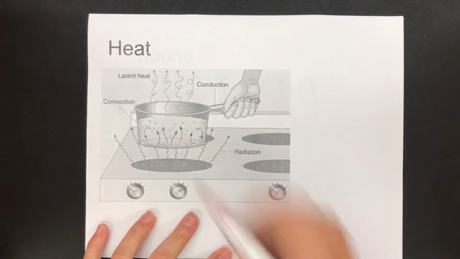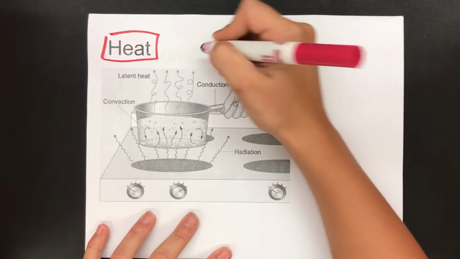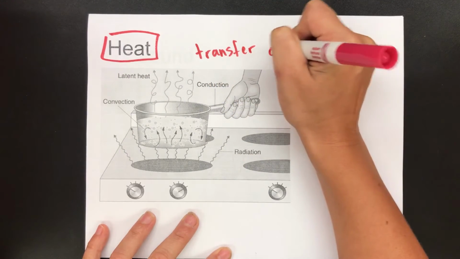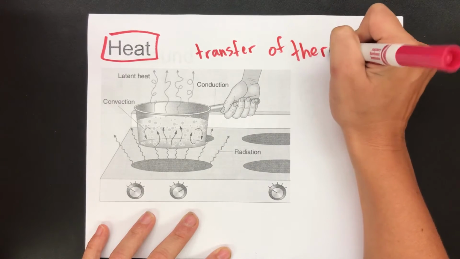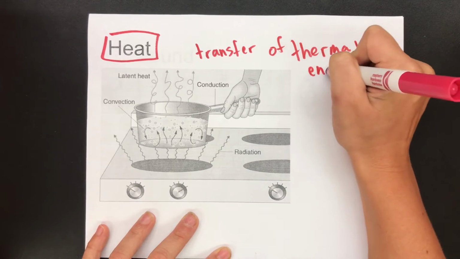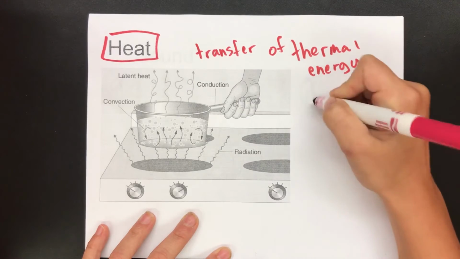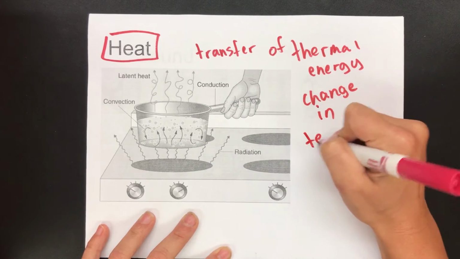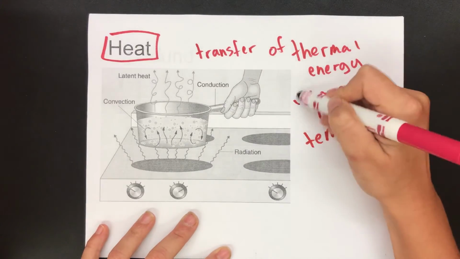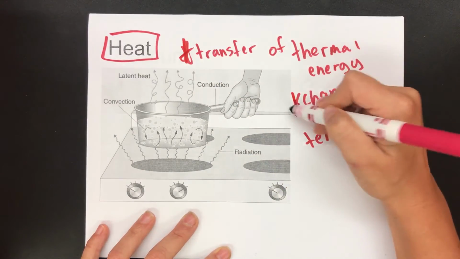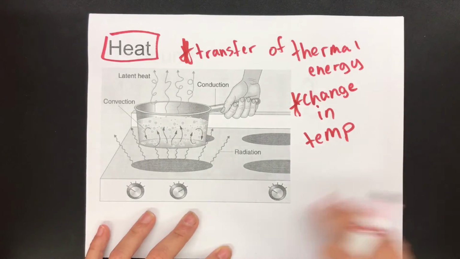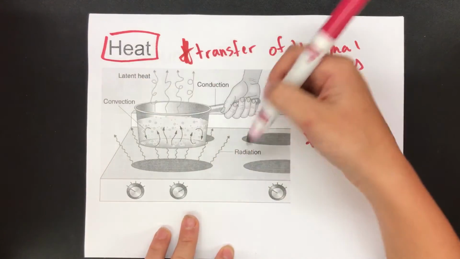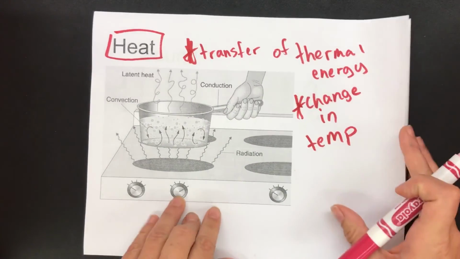Heat. Heat is any kind of transfer of thermal energy. So some kind of change in temperature happening. There's some sort of transfer of thermal energy, there's a change in temperature occurring. So the water getting hot, going from cold to hot because of convection and different things like that.